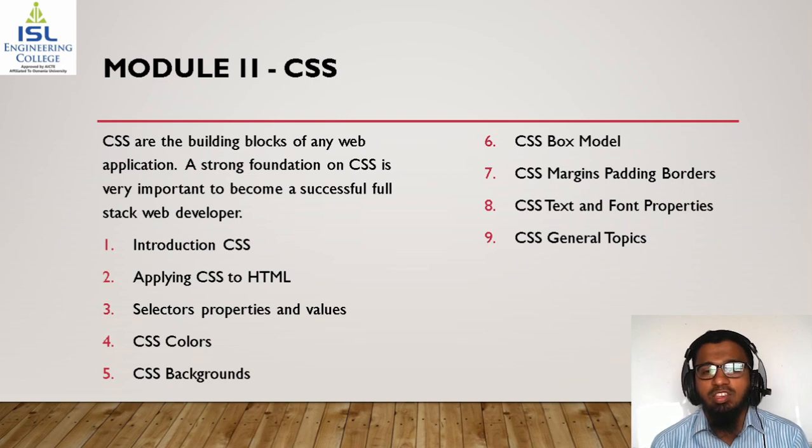And the seventh one is CSS margin, padding, border, like how to give the padding. Padding is nothing but, between the two columns we need to give some space, or between the rows you need to give some padding space. Okay, that is also important.